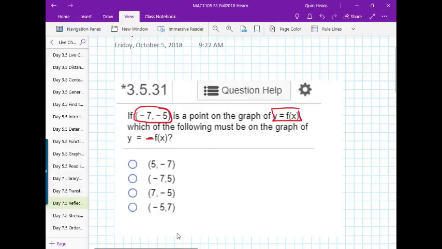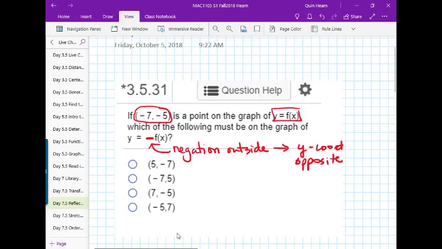So this seems kind of abstract, but remember, all this is saying is that we're negating each y value. So when you have a negation on the outside of a function, not inside the parentheses, it affects the y coordinate, and it takes the opposite value of what it was before. So it doesn't affect the x-coordinate at all. The x-coordinate stays the same, but the y-coordinate becomes the opposite.